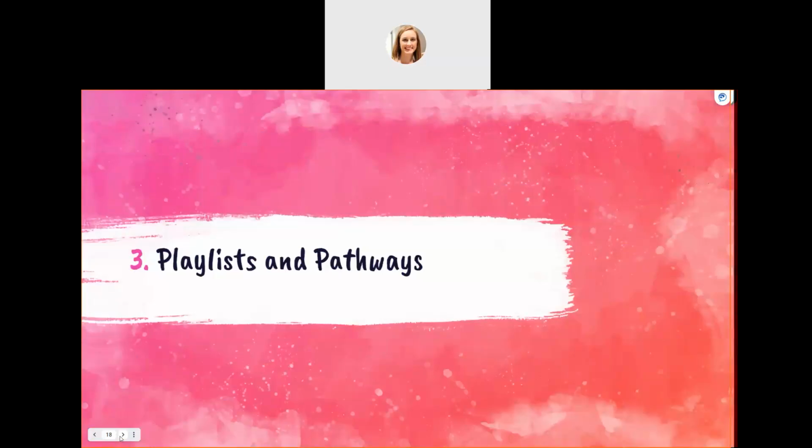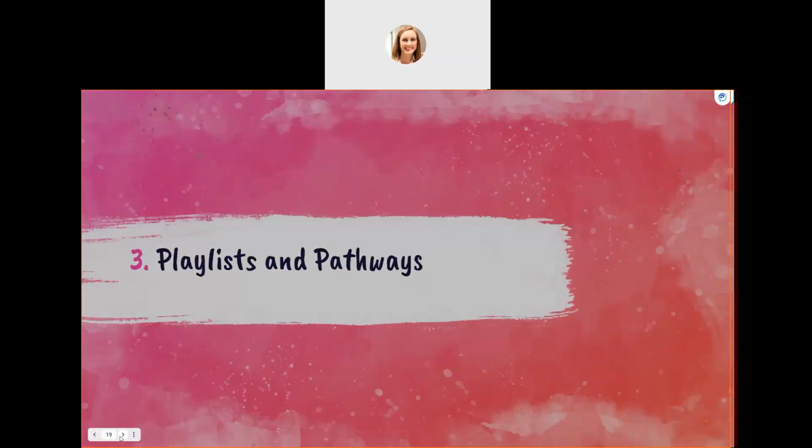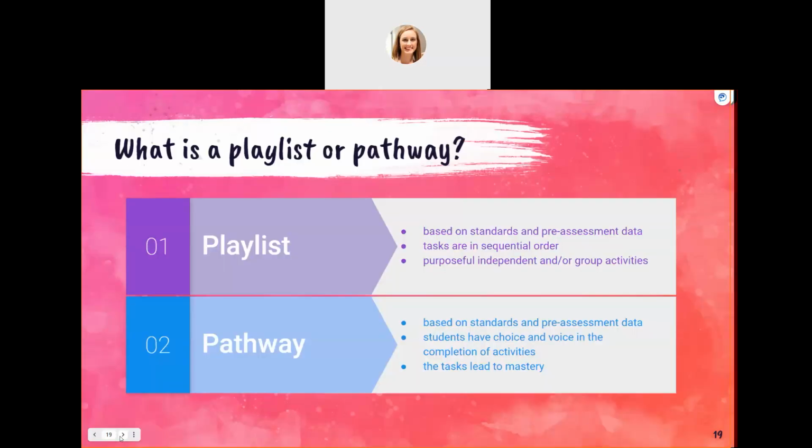This might be fairly new for many of you. A playlist is basically, if you think about a song playlist, you would be going consecutively through that playlist in order to listen to each song. So in a playlist, you're going in order sequentially to complete activities. The activities are based on standards and pre-assessment data. Tasks are in sequential order, but students may enter the playlist at different points, and we'll talk about that. The activities are purposeful.